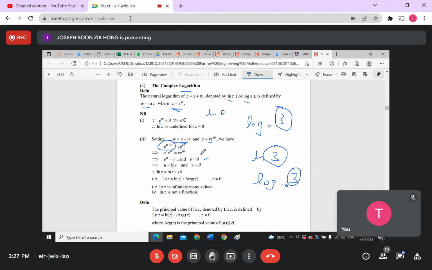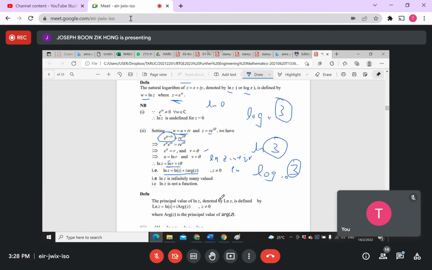In other words, if you want to find log z, because w is log z, that means log z is u plus iv. Your u is log r, so I substitute with log r, and then plus iv. What is your v? Theta. So that's why log z is also this one. This is how we get to this equation.